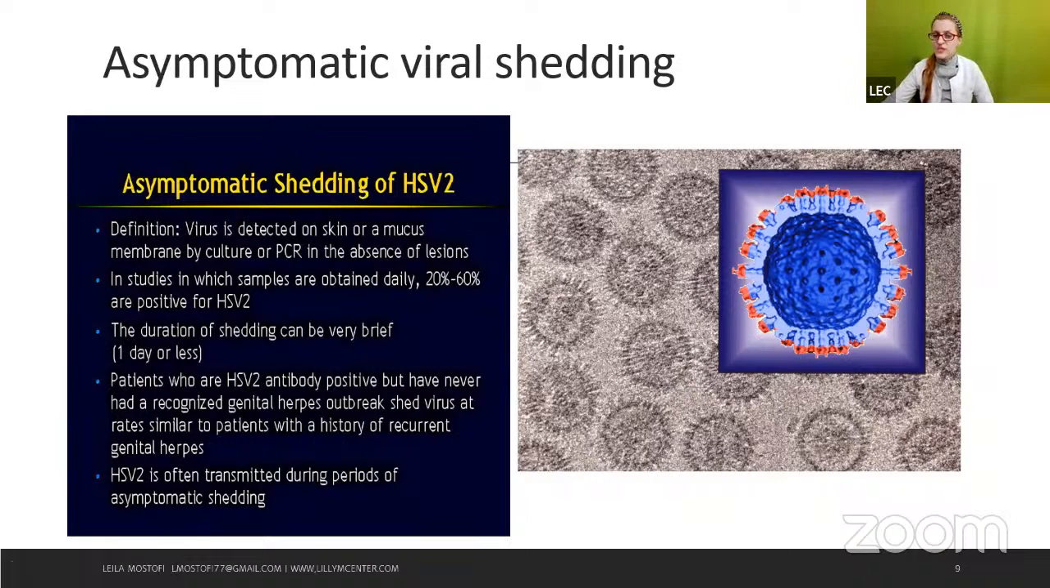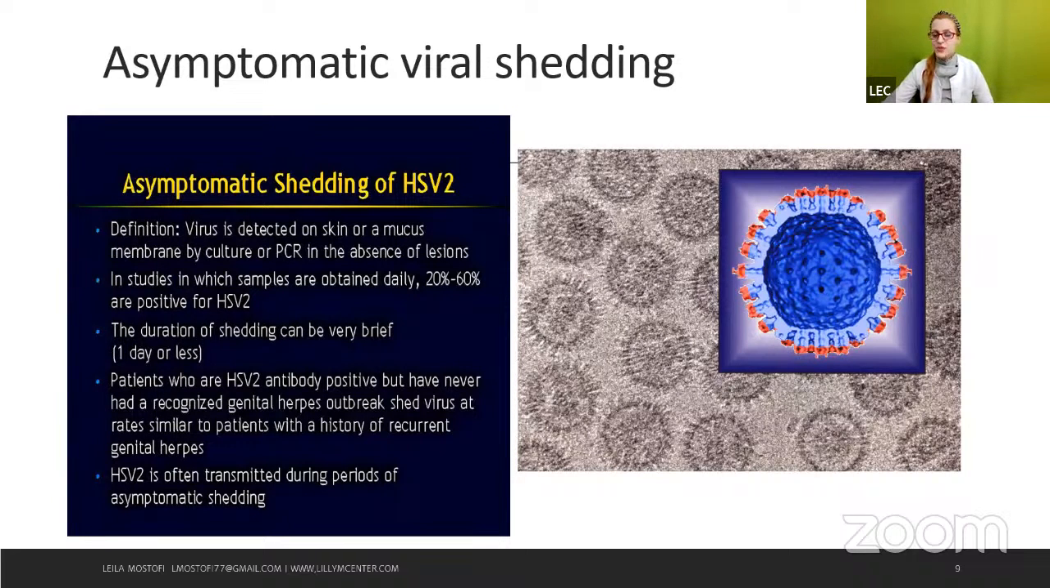Patients who are HSV2 antibody positive but have never had a recognized genital herpes outbreak shed virus at rates similar to patients with a history of recurrent genital herpes.